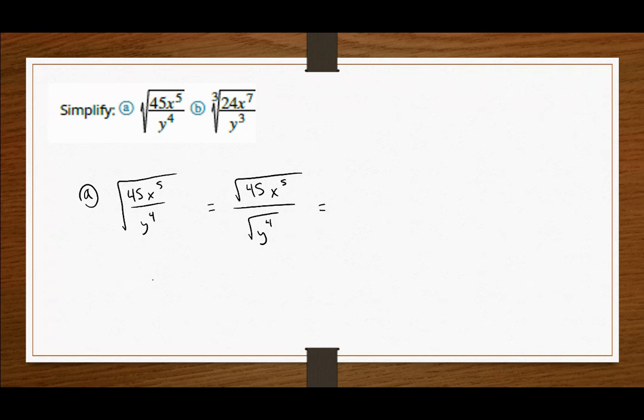My denominator, however, is a perfect square. What raised to the second power gives me back what's under the radical in that case? Well, it should be y to the 2nd. Again, if I divide the exponent by the index of the root, I'll get my solution. So what do we do with the numerator?